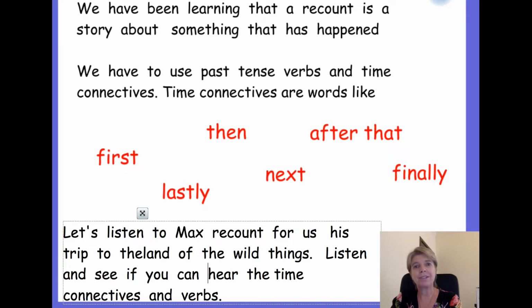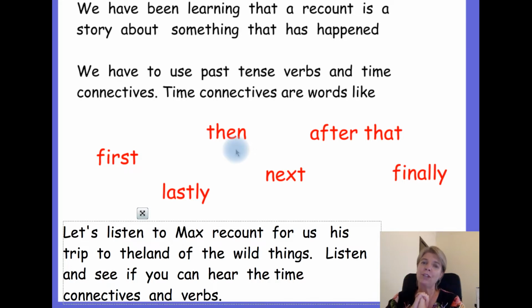Weren't they great? Thank you for sharing those with us, guys. Well done. Okay, so we've been learning that a recount is a story about something that's happened. We know that we have to use past tense verbs and time connectives. Remember, time connectives are words like these: first, then, after that, lastly, next, finally. So in a recount, in the introduction, it's who, when, and what they did. And then we put it in order using these time connectives. And we have to change our words to the past tense. Yesterday I went instead of I go. Yesterday I ate. Yeah, we remember that, don't we?